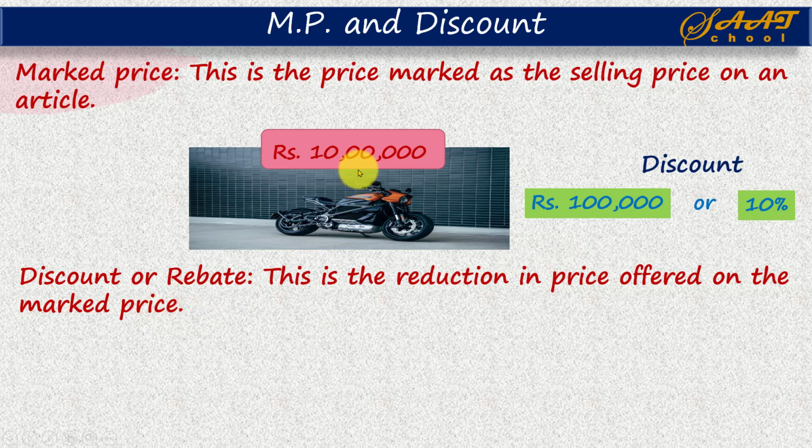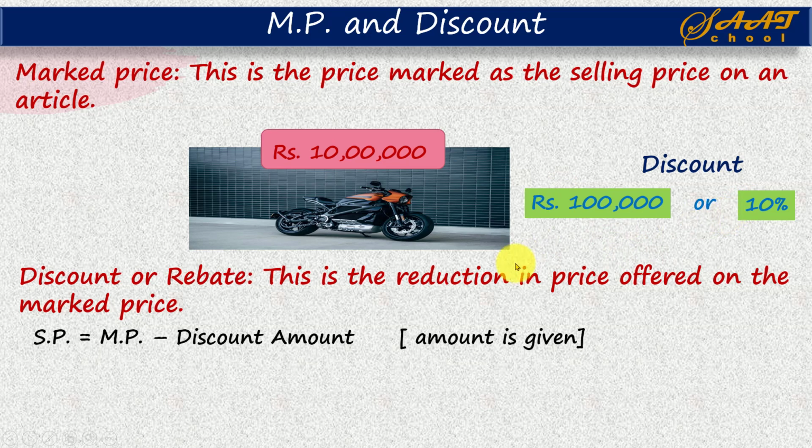For example, this is the mark price of the bike, this is the discount amount and this is the discount percent. So when you calculate selling price, then you deduct this discount amount. If the discount amount is given, then selling price will be mark price minus discount amount. So in this case, we have 100,000 as the discount and 1 million as the mark price. That's why selling price is 1 million minus 100,000, and that is equal to 900,000. So this is when the discount amount is given.